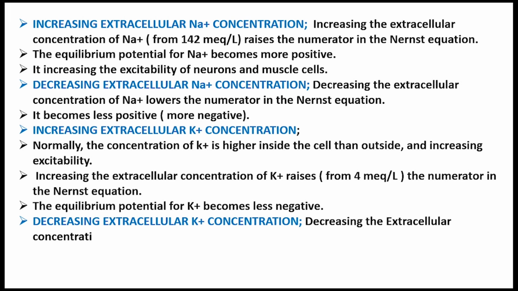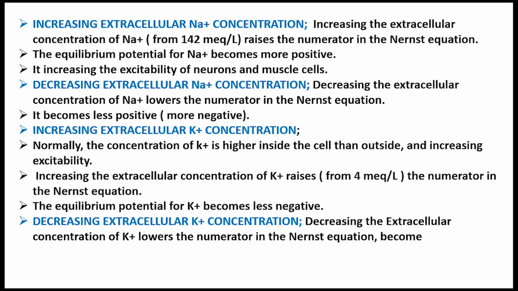Decreasing extracellular potassium concentration. Decreasing the extracellular concentration of potassium lowers the numerator in the Nernst equation, and the equilibrium potential becomes more negative.